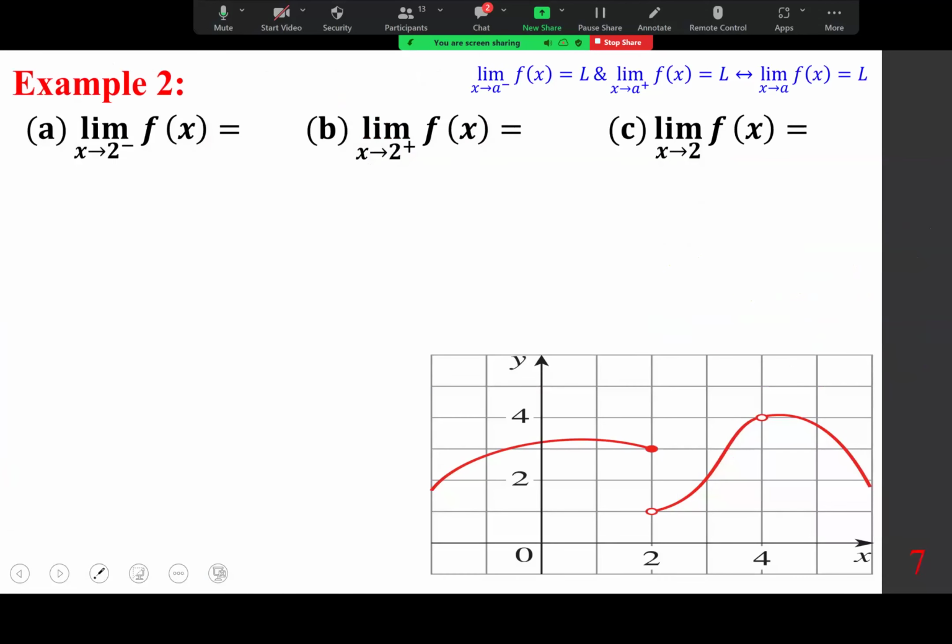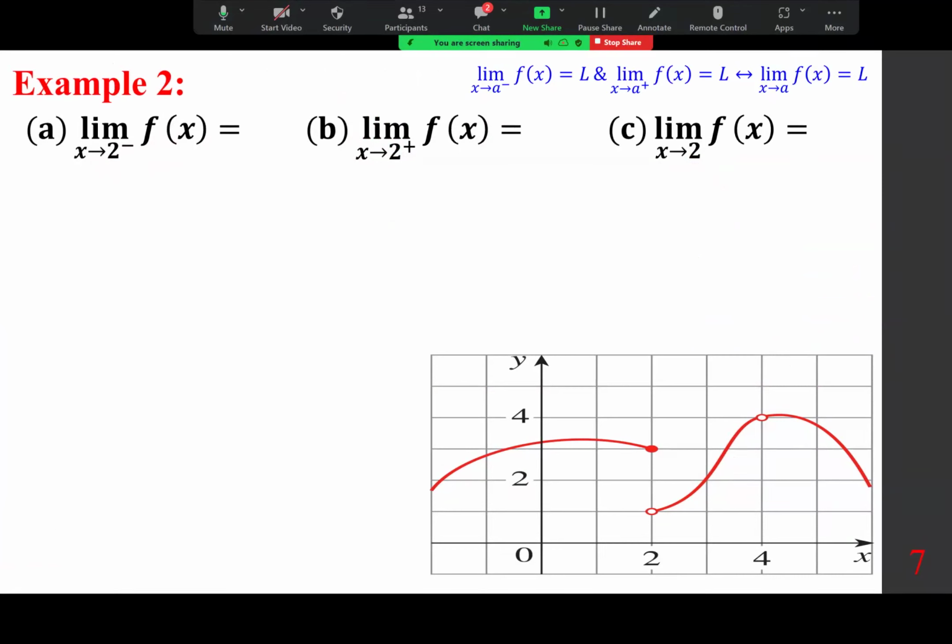Let's look at this graph. Again, the graph is given to you. If you try to graph it, you may miss something. So just pay attention to what is given. For this function, we want the limit of f of x as x approaches 2. That's why we want to look at the limit of f of x as x approaches 2 from the left, from the right, and then x approaching 2. So let's quickly go over that. I want to make sure we understand what's going on.